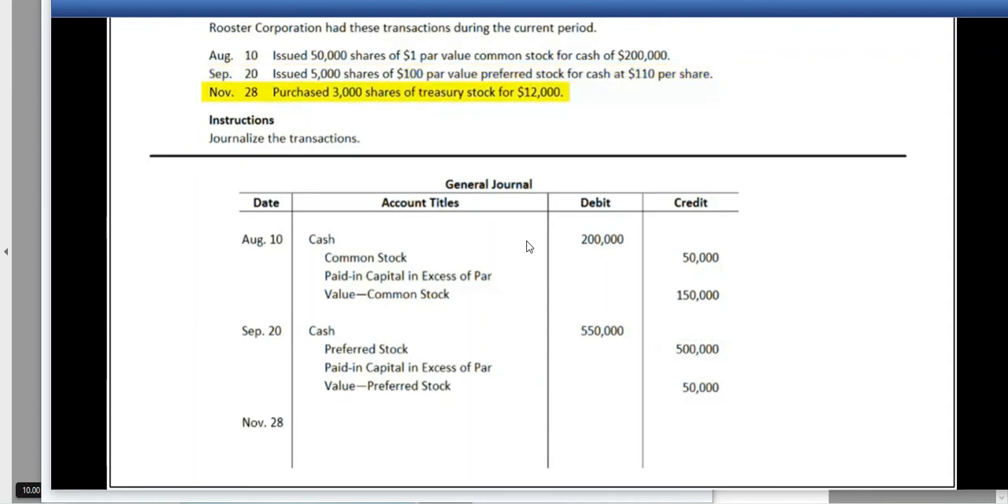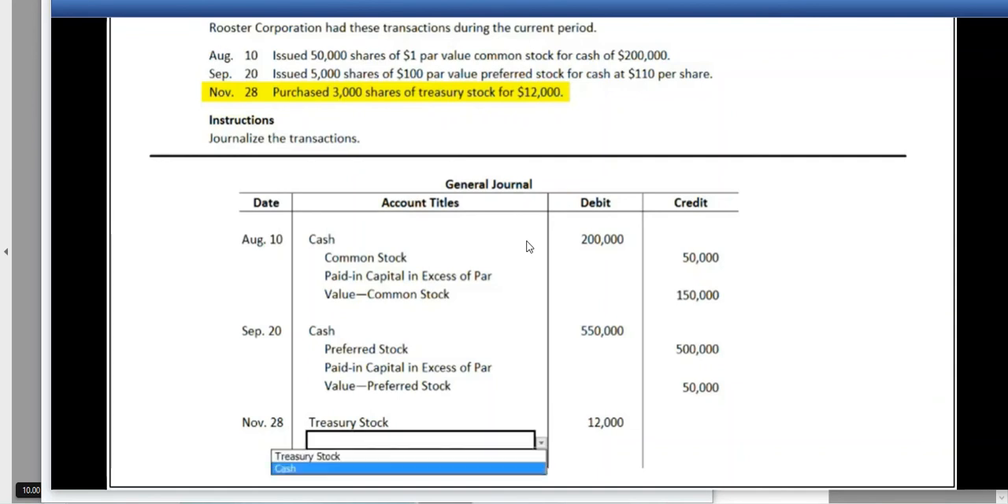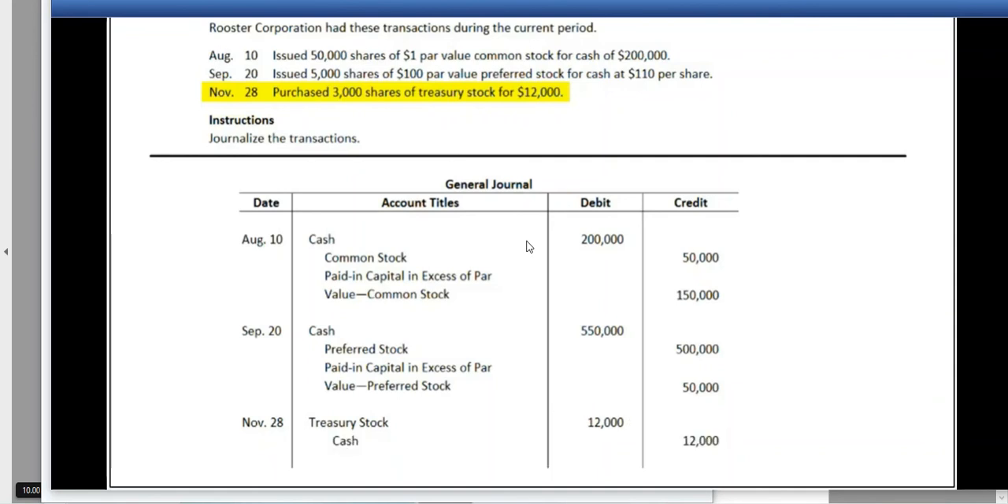On November 28th, the company purchased 3,000 shares of Treasury Stock for $12,000. The purchase of Treasury Stock is generally accounted for by the cost method. Under the cost method, Treasury Stock is increased by debiting it for the price paid to reacquire the shares. Thus, to record the purchase, Treasury Stock will be increased by debiting it for $12,000, the price paid to reacquire the shares. Cash will be decreased by crediting it for $12,000.